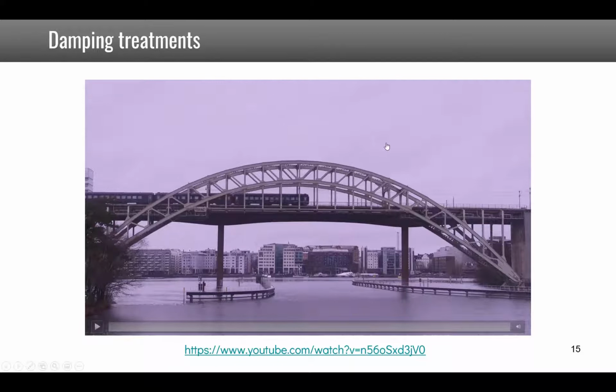Another example in the construction industry is given by a damping treatment here added to this bridge as shown in the video.